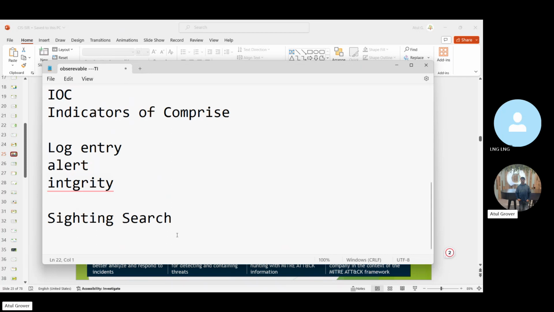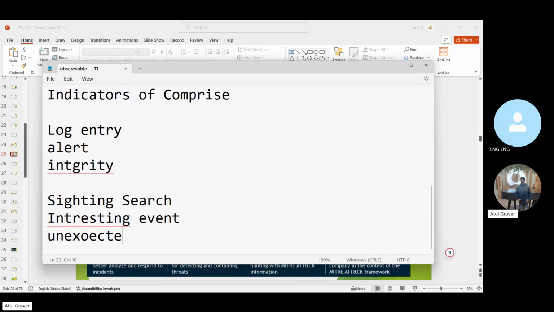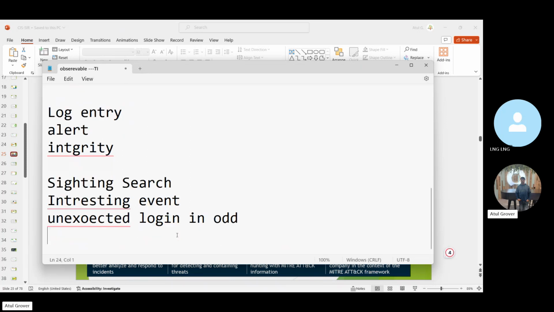Some unexpected logins happen in odd hours. So what I can say: interesting events, unexpected logins in odd hours. Like one of my friends replied to me at midnight, 3 o'clock, 4 o'clock or 2 o'clock. I asked, why are you replying at this time? No, I'm not replying, I was sleeping. It means some unexpected login happened in odd hours.